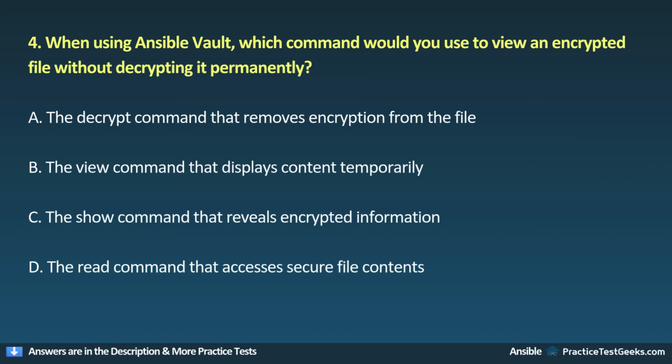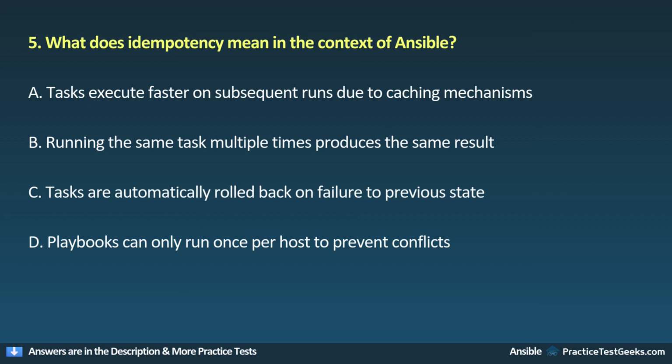4. When using Ansible Vault, which command would you use to view an encrypted file without decrypting it permanently? A. The decrypt command that removes encryption from the file. B. The view command that displays content temporarily. C. The show command that reveals encrypted information. D. The read command that accesses secure file contents.